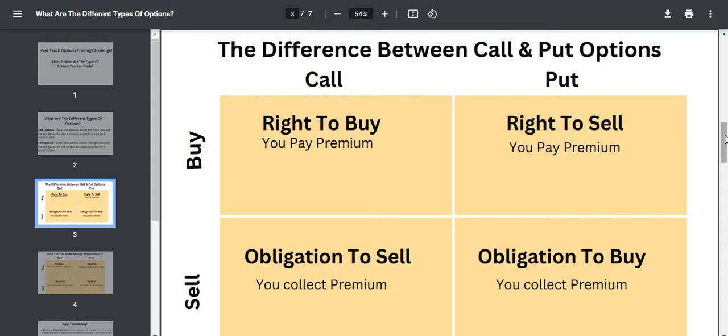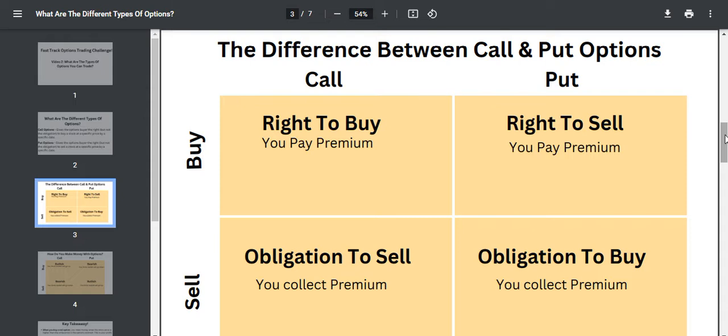So if you buy a call option, it gives you the right to buy a stock in the options contract, but in order to have that right, you pay a premium. You can buy a put option on a stock, and for doing that, you have the right to sell the stock in the options contract, but in order to have that right, you pay a premium.